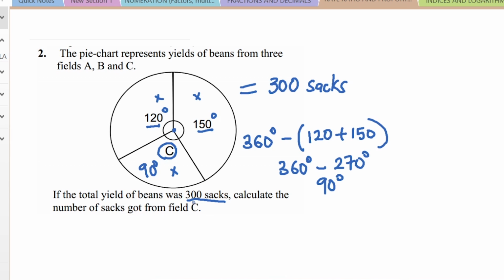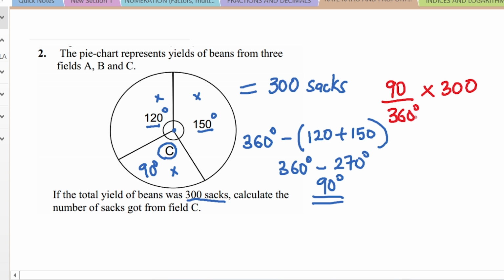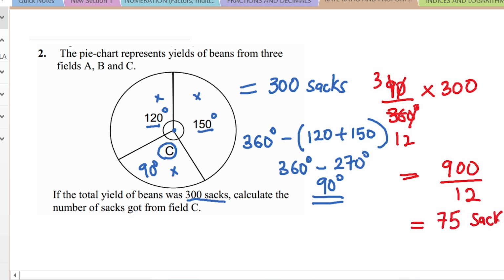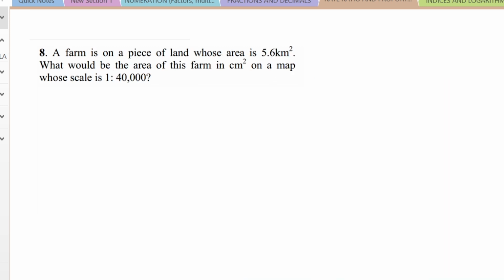That is simple. If the total yield of beans was 300 sacks, calculate the number of sacks got from field C. So the number of sacks got from field C is simply going to be 90 divided by the total angle sum, which is 360 degrees, times the total number of sacks, which is 300. And we'll be able to get our answer like that. That goes with that by 3, by 3, 1, 2, and we shall end up with 3 times 300, which is 900, divided by 12, and we shall end up with 75 sacks.